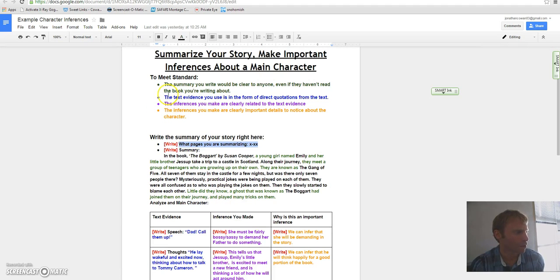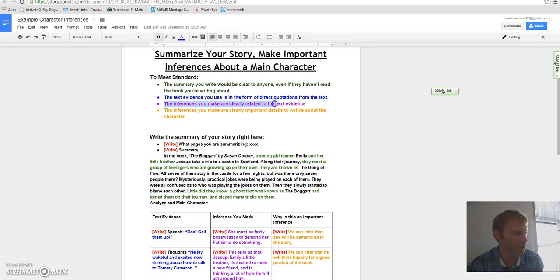Beyond that, the text evidence they use is in the form of a direct quotation from the text. Let's take an example just through one of these columns here. It needs to be the same for each one. But the first thing they did, Dad, call them up. This comes straight from the story. That works. That's an example of something the character said.